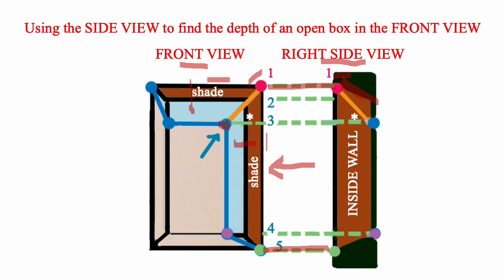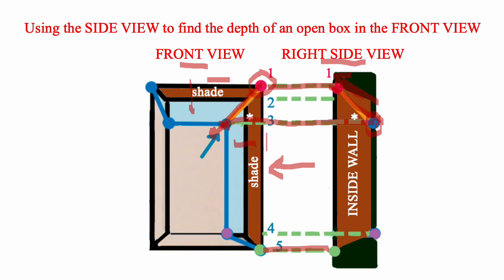So we start with number 1 here, the light ray that goes down to the point where we're trying to identify. Draw a similar light ray on the side view so that it hits this point, which is the bottom of the box that hits the wall. That's as far as the light can go. So transfer that position over to the front view, and you find the point we're trying to find.